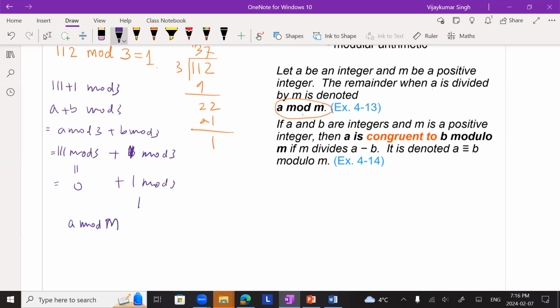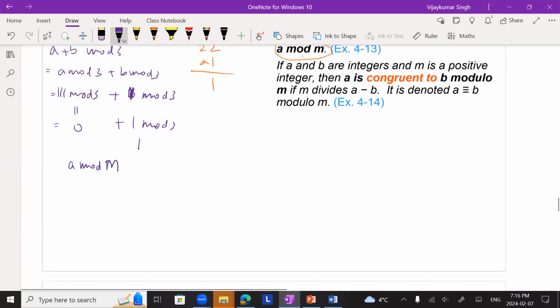All right. Now there's a definition. There's a concept of congruent modulo M. So A is congruent to B mod M. Now congruent is the same as equal. So A is congruent, or A is equal to B mod M, right? But we will use the word congruent because we are learning for the first time. So what is the meaning of A is congruent to B mod M? It simply means that A and B will leave the same remainder when you divide by M.